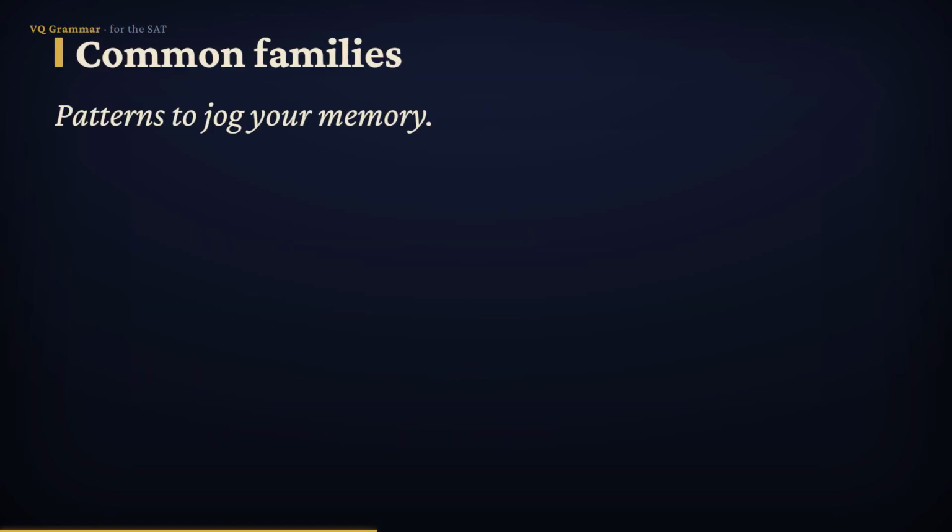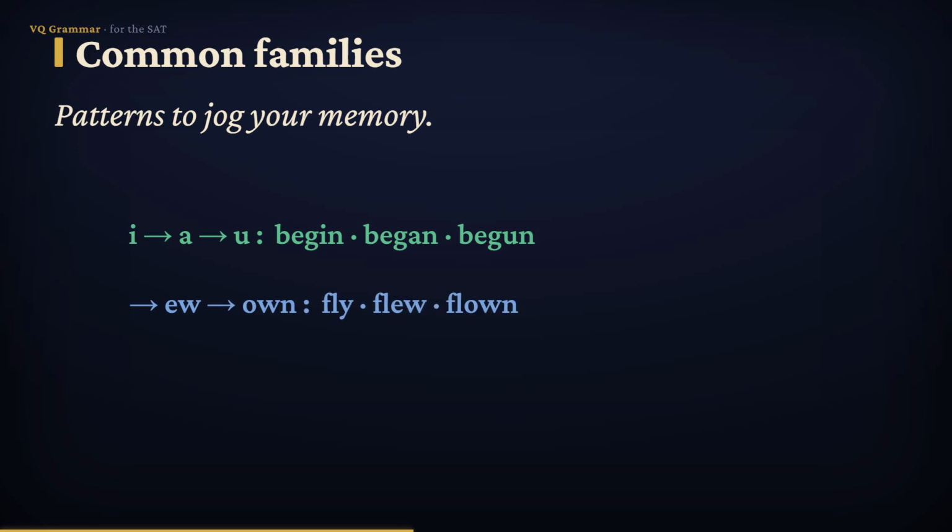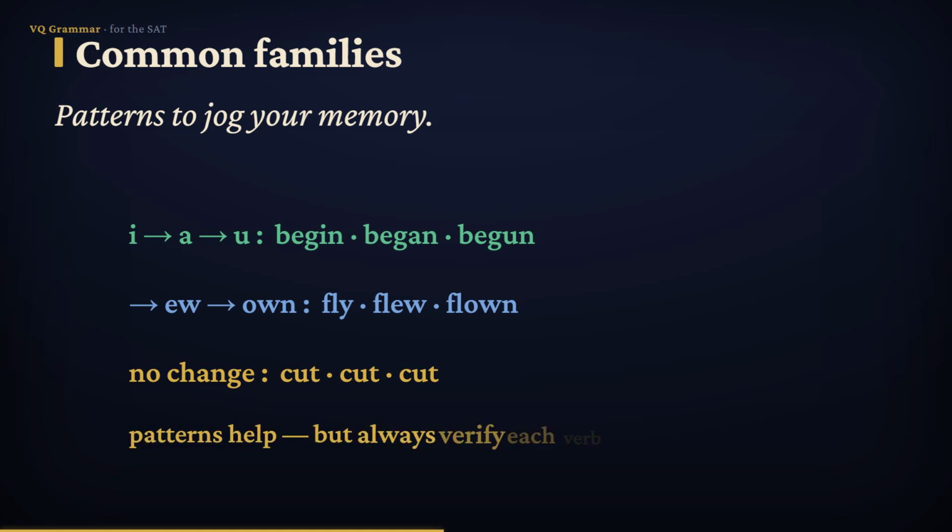Although irregular verbs are unpredictable, many fall into helpful families. One group changes I to a to u. Begin, began, begun. Another group goes to ew, then to own. Fly, flew, flown. And a few don't change at all. Cut, cut, cut. These patterns can jog your memory, but since irregulars are tricky, always double-check the verb you're using.